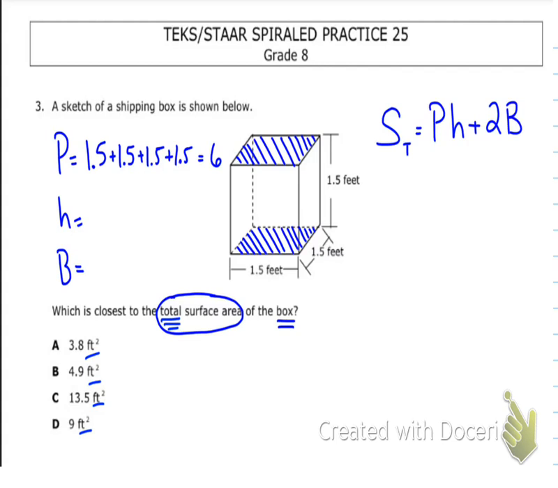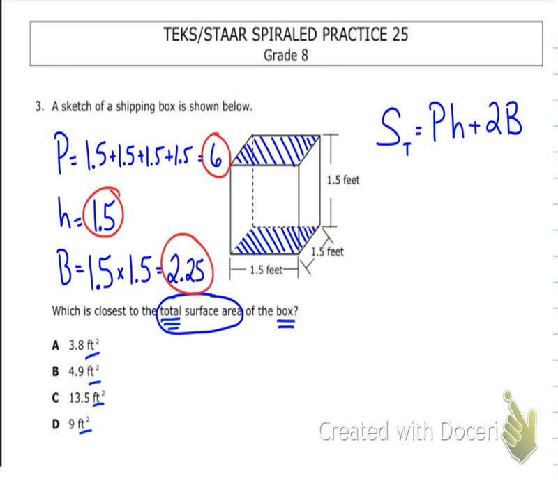Sometimes I get some weird things going out there. And then the height, that one's always pretty easy. All right, capital B. I want you to remember that it's area of the base. My base is a square. What's the area of a square? It's side times side. Or sometimes I say length times width. It's 1.5 times 1.5, which gives me 2.25.